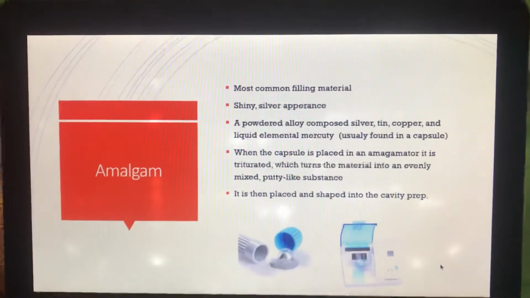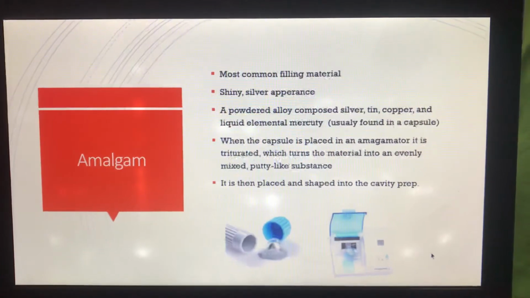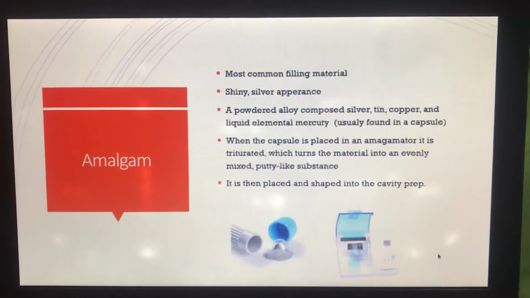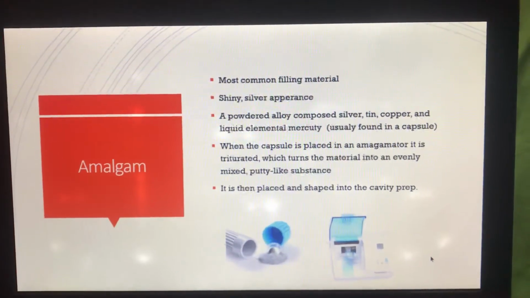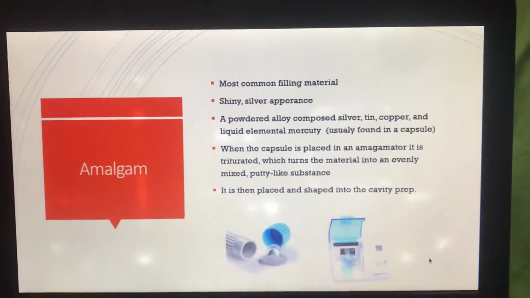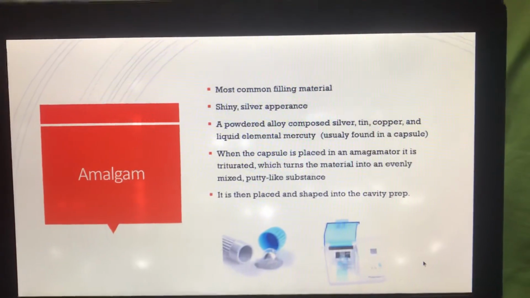So first, amalgam is the most common filling material. It's shiny and silver in appearance. A powdered alloy composed of silver, tin, copper, and liquid elemental mercury, usually found in a capsule. That's what it's made out of.